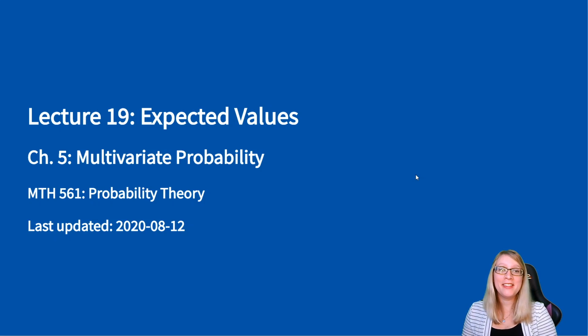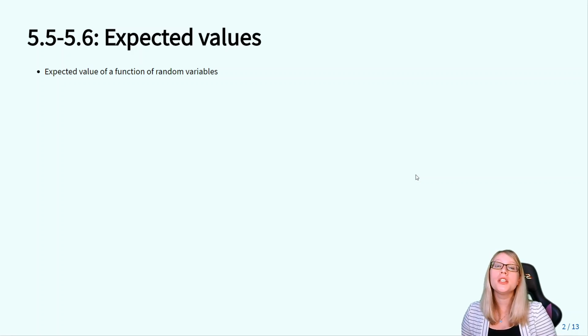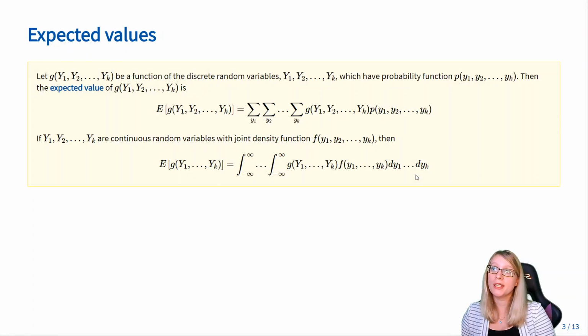Hello again. In this video, we will talk about finding expected values using joint, marginal, and conditional probability functions. So we'll talk about how to find the expected value of a function of random variables. We'll then look at some theorems and results related to expected values and do some examples.